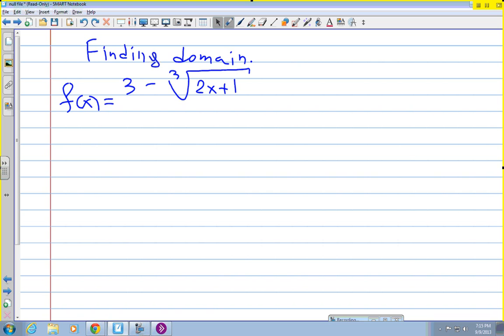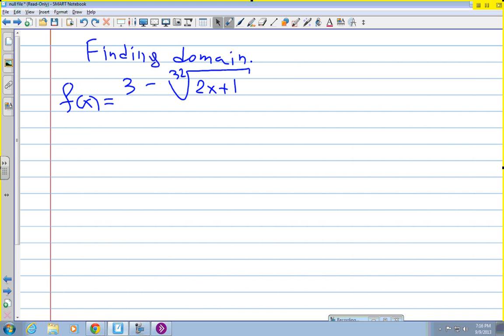So in this function, do you see any trouble areas? No. Right, cube root, good. We're only afraid of even roots. So right away, the domain of this function is all real numbers. Cube root is okay, because I can take the cube root of negative numbers. If I cube negative numbers, I'll still get negative numbers. With the even ones, that's where you get into trouble. So all real numbers.